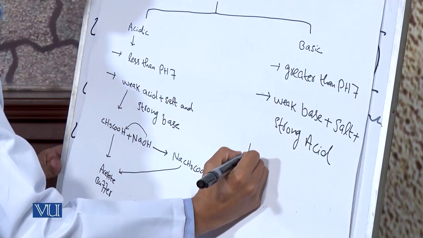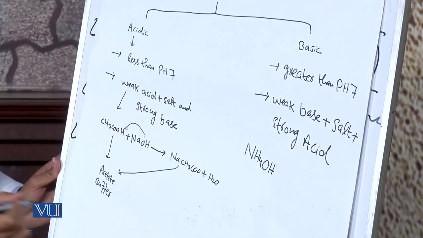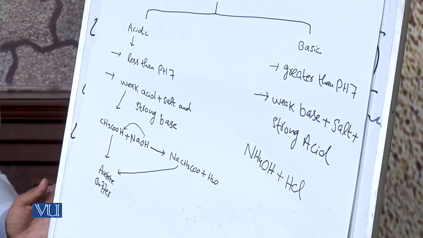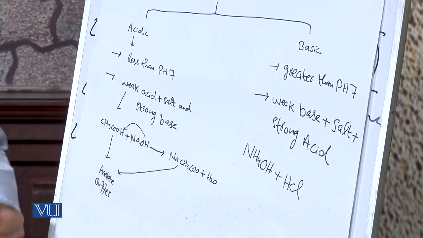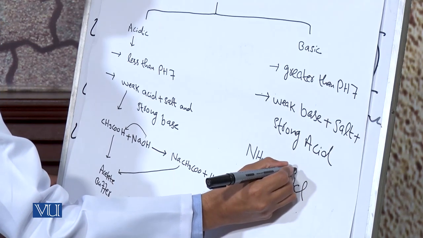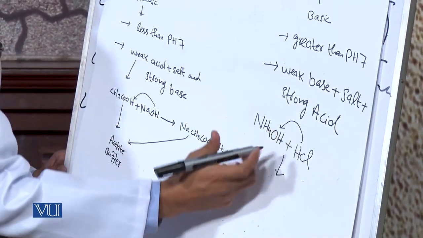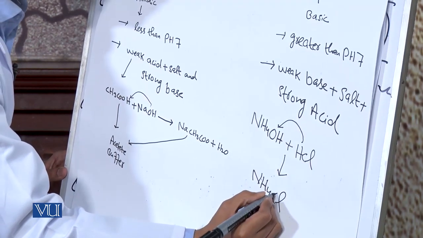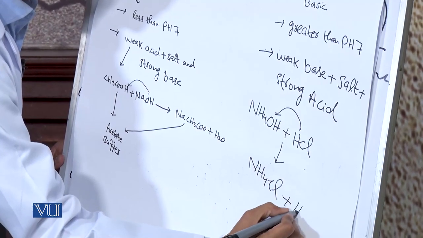We know that ammonium hydroxide is a weak base and hydrochloric acid is a strong acid. When a weak base is combined with a strong acid, what will be formed? This hydrogen will form a bond with this hydroxyl and release the water molecule. The remaining product will be the salt of this weak base, which will be ammonium chloride.